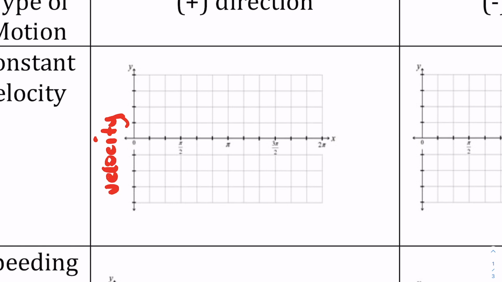And this is time. This is the time axis. And you can ignore these. Those don't mean anything.